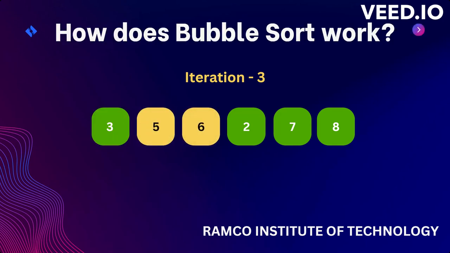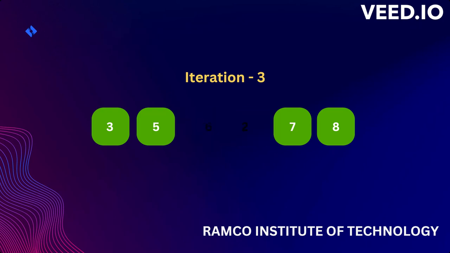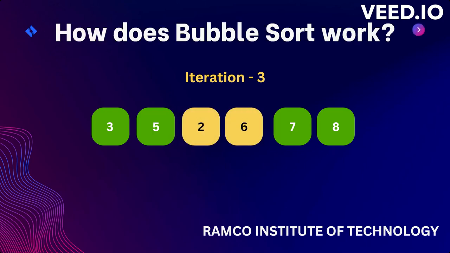Then the next two elements, that is 5 and 6, are compared. It is already in the sorted order, so no swapping is required. Then the next two elements, that is 6 and 2, are compared. Here 6 is greater than 2, so swapping is necessary. So 6 is replaced by 2 and 2 is replaced by 6.